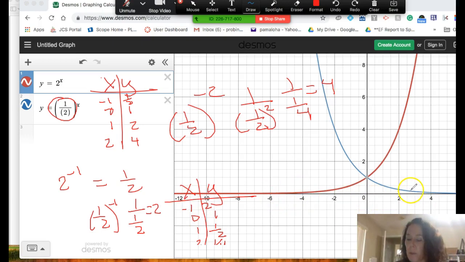So that's why the blue, as I go positive, I get smaller. And if I go to the negative powers, I start getting bigger. The negative powers give me a bigger number.